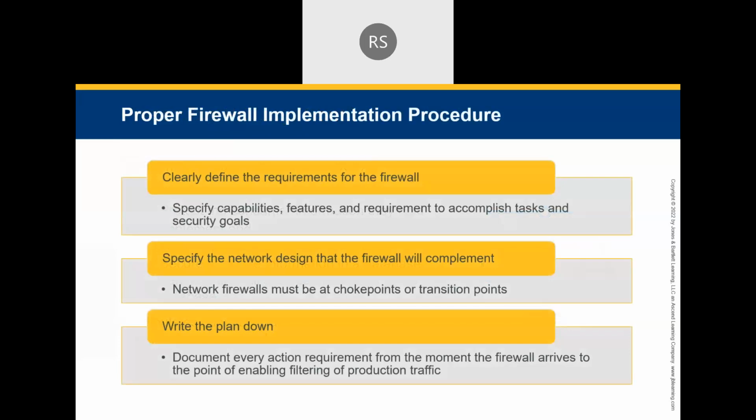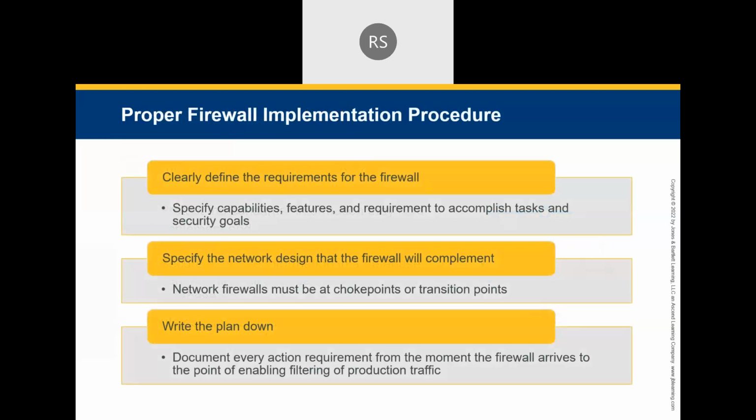So the proper firewall implementation procedures: first, you want to clearly define the requirements of the firewall. So you clearly outline the capabilities and features that are required to achieve the task and security goals. You also want to specify the network design that the firewall will complement. So that firewall should be strategically positioned at choke points or transition points. You want to ensure the alignment with the broader network design, and this is to optimize your security.